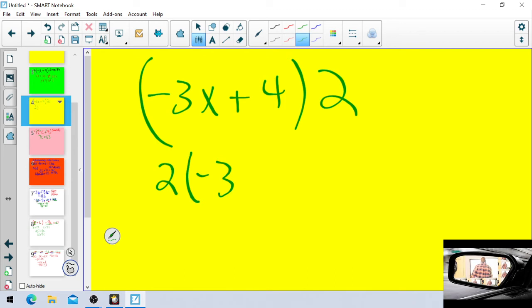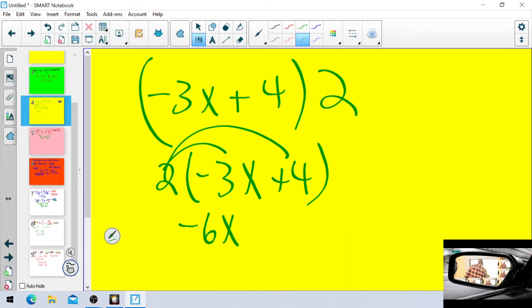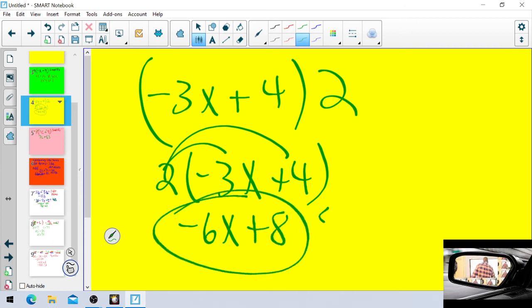You feel comfortable doing this? It's the same thing, man. No problem. And then distribute it. So you got right here, 2 times negative 3x is negative 6x. And then 2 times 4 is, you're finished. Simplify, baby. You understand the words coming out of my mouth about distributive property?